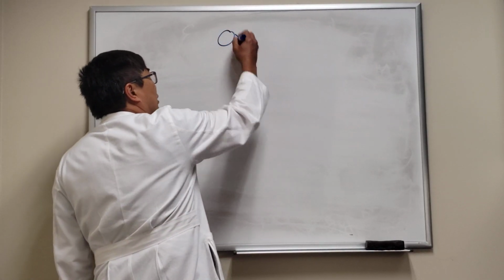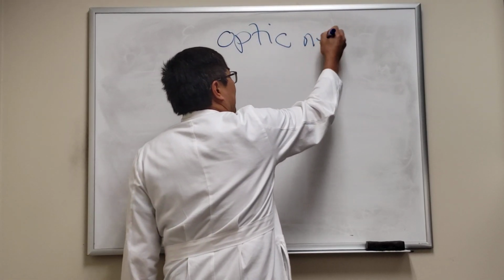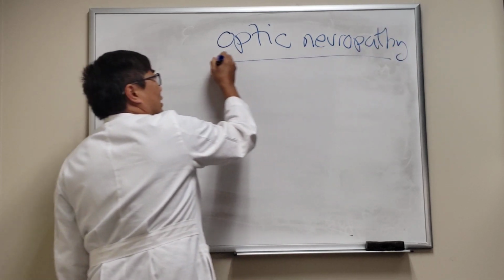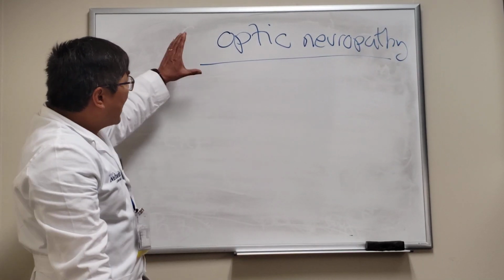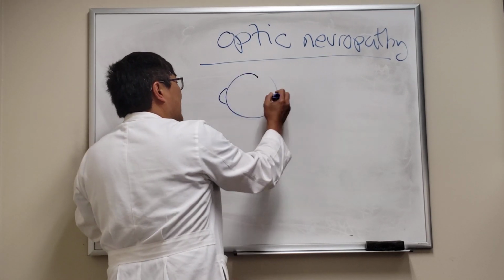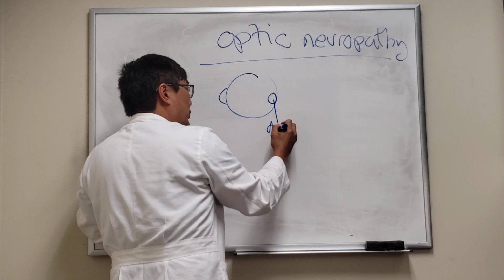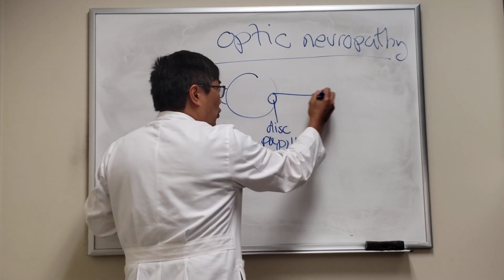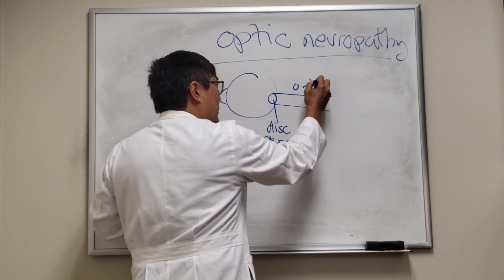So somebody wanted to know about the different localizations of optic neuropathy, and we're only going to do the unilateral one for simplicity. The optic nerve actually has four pieces. It has an intraocular piece, which we call the optic disc or the papilla. It has an intraorbital piece. This is in the orbit.